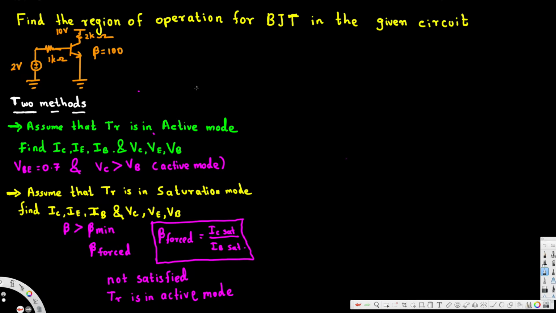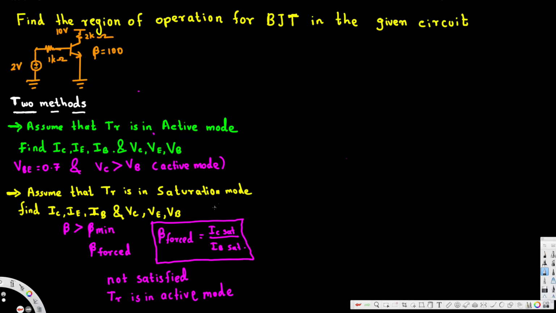In this video we are going to see how to find out whether a BJT transistor is in active mode or saturation mode. To find that out, we can use two methods. First, we can assume active mode and solve for that, and if we get a VC that is greater than VB, then it is in active mode. If it's not, it's in saturation mode.